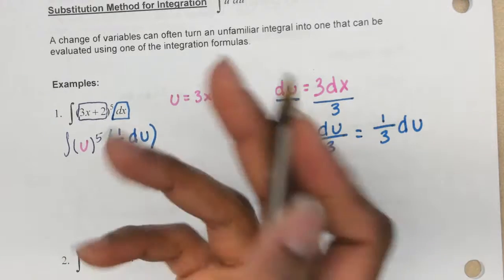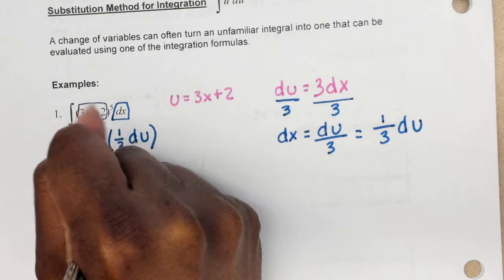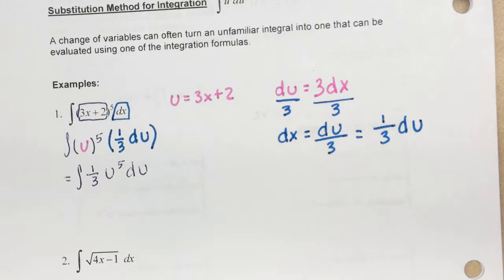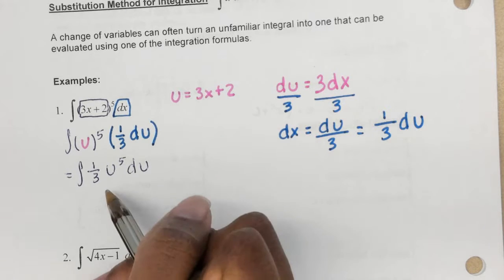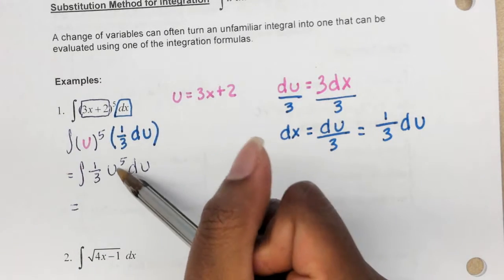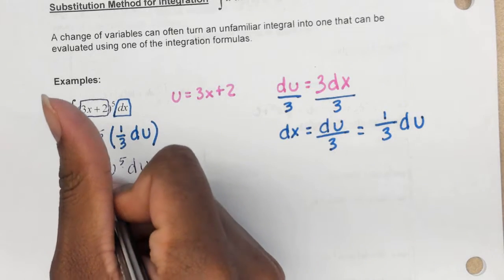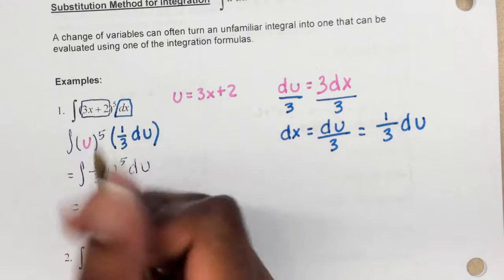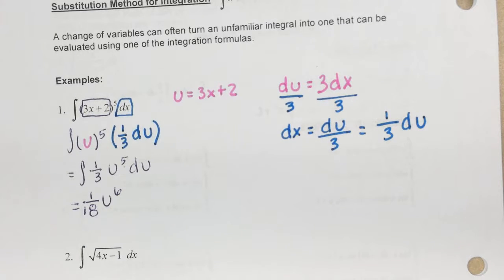So this is equal to the integral 1/3 u to the 5th power du. All I did was rearrange because this is all multiplication. So now I'm going to integrate this. I'm going to add 1 to my exponent, so u to the 6th, and then divide my coefficient by my new exponent, which will give me 1/18 u to the 6th plus c.